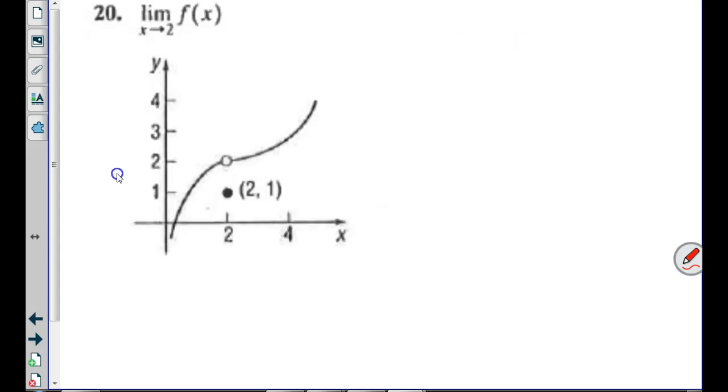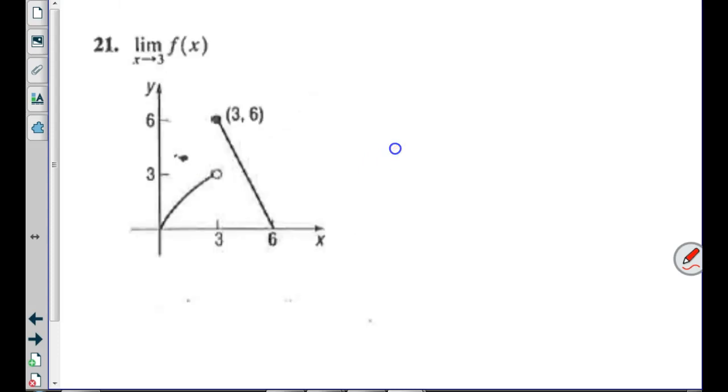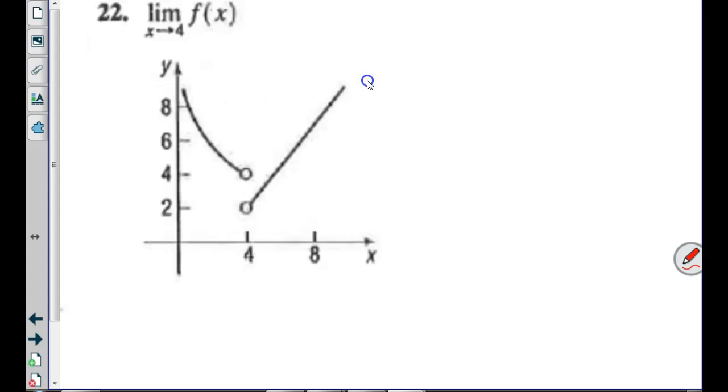So this one, as you get close to an x value of 2, the y value gets close to 2. What about this one? As you get close to 3, the y value changes from 3 to 6. So the left side and right side limits are different. So the limit at 3 does not exist. Too fast? Do you need me to go back over why that is? Okay. And this one? Yep, as long as it's talking about at 4, it does not exist.